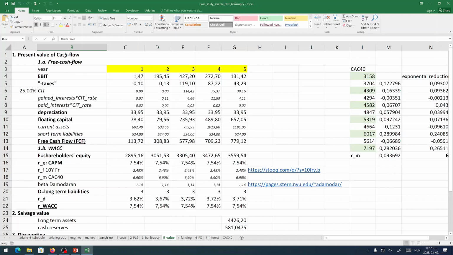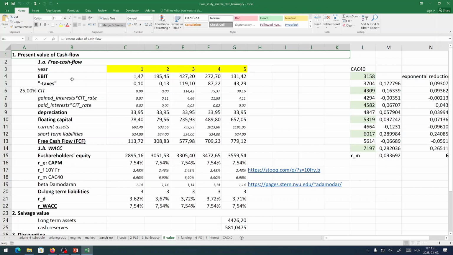So first of all, the entire core of the concept behind corporate valuation is that we would like to see the present value of the expected cash flows from the future. So how much money can the company make?